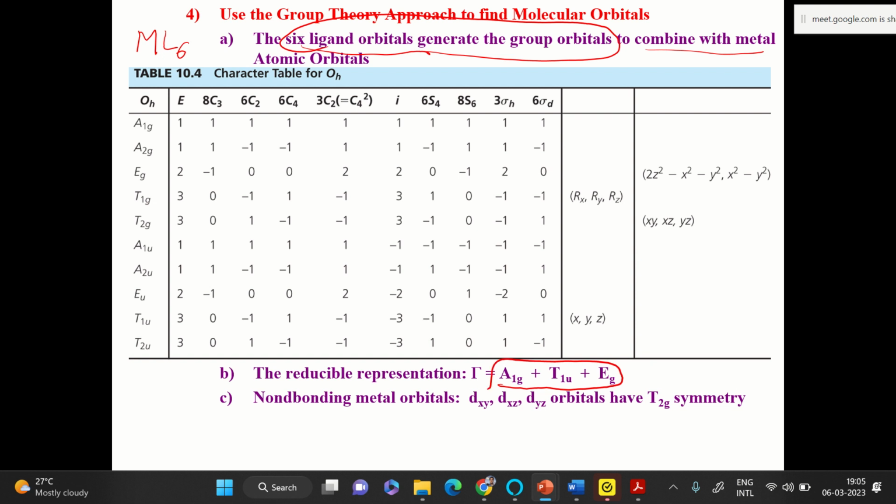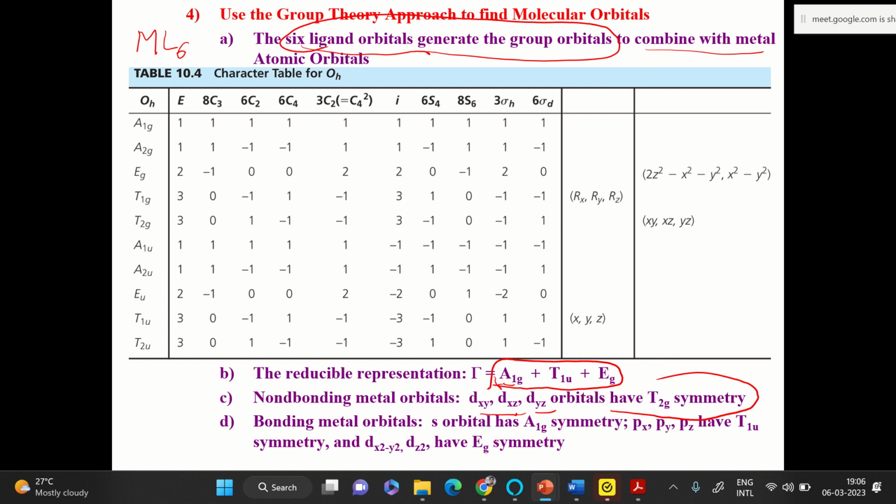These are usually thought of as p orbitals on the six ligand atoms, and you arrive at this when you apply the symmetry operations of the octahedral set and break down to the reducible representation: A1G, T1U, EG. Now if you look at the geometry and find the suitable orbitals on the metal, you have dxy, dxz, dyz orbitals having T2G symmetry. Among the bonding metal orbitals, you have A1G with the s orbital, px, py, pz have T1U, and dx2-y2 and dz2 have EG symmetry. These are the orbitals required for the formation of sigma orbitals.